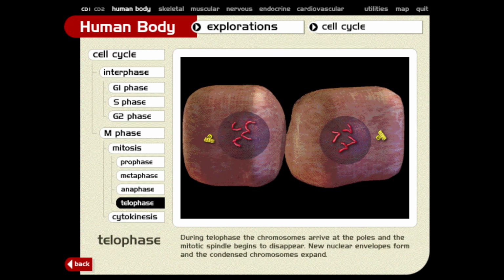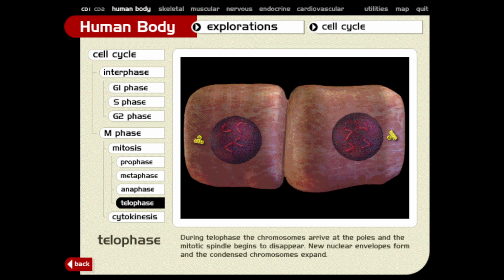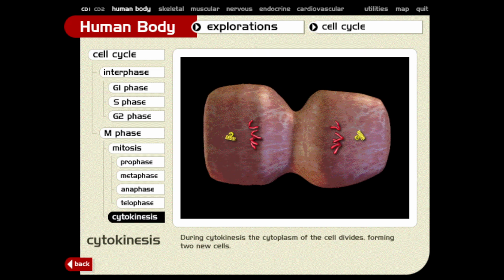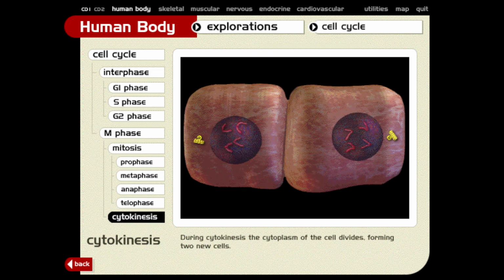During telophase, the chromosomes arrive at the poles and the mitotic spindle begins to disappear. New nuclear envelopes form and the condensed chromosomes expand. During cytokinesis, the cytoplasm of the cell divides, forming two new cells.